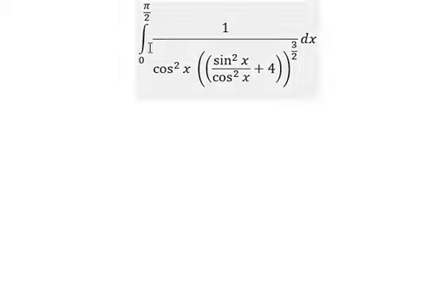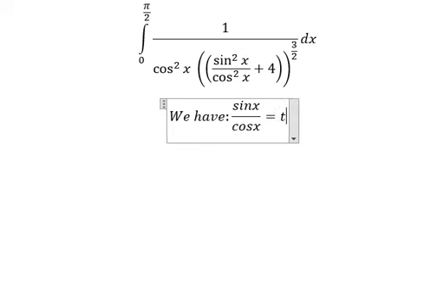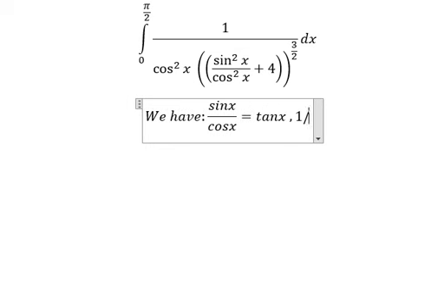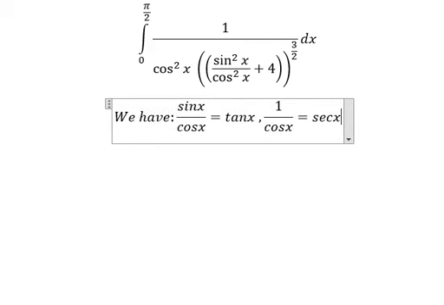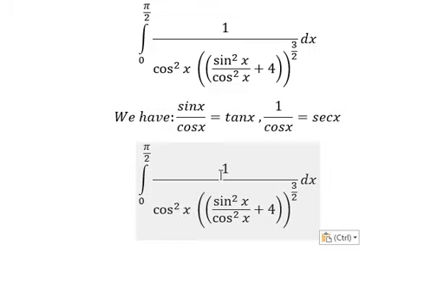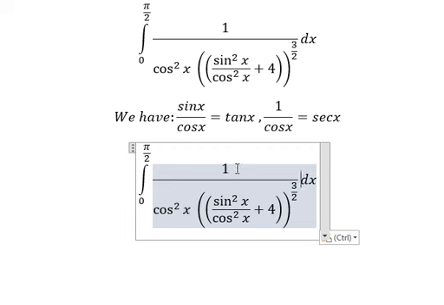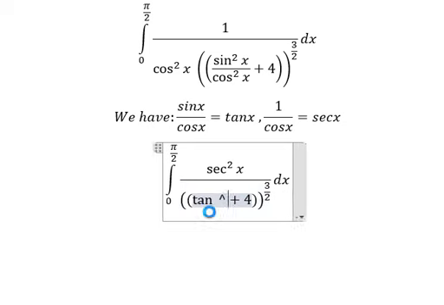Next, we have the formula in here. Sin x over cosine x is tan x, and 1 over cosine x is secant of x. So this one we change to secant of x squared, and this one we change to tan x squared.